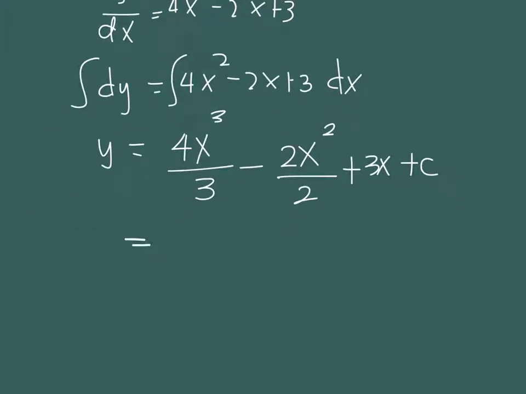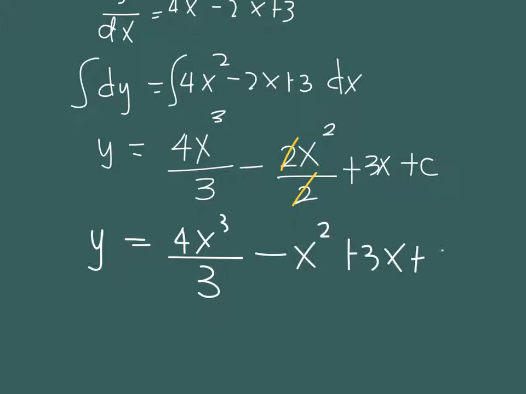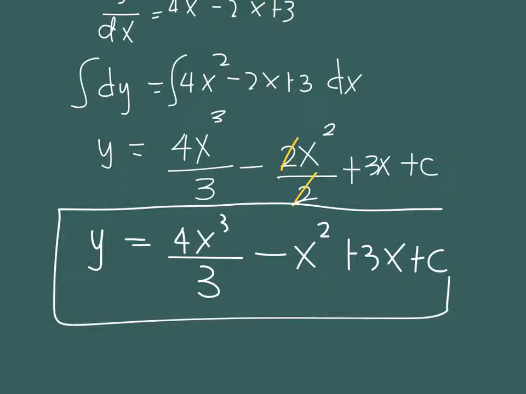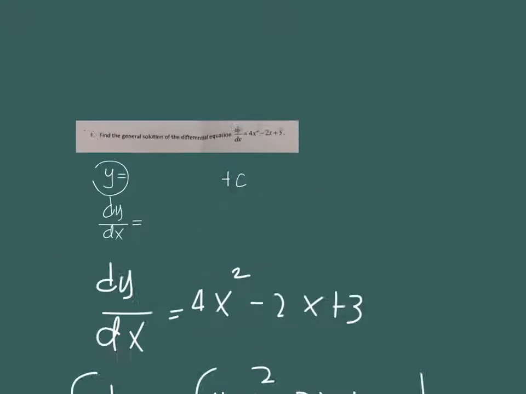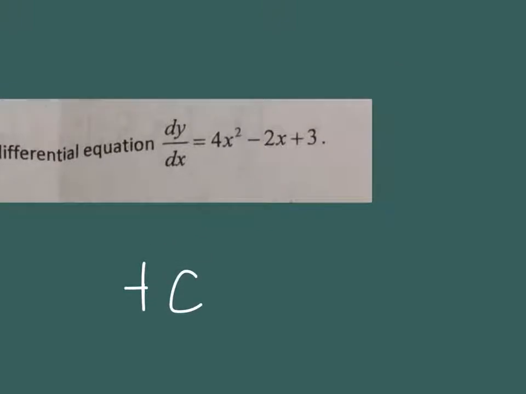Okay. So if you can simplify something or any expression, simplify. So 2 and 2 will cancel. So this time we now have y is 4x cubed over 3 minus x squared plus 3x plus c. This is the general solution. The general solution is the equation in y in which when you get the derivative, you go back to, or you get 4x squared minus 2x plus 3.